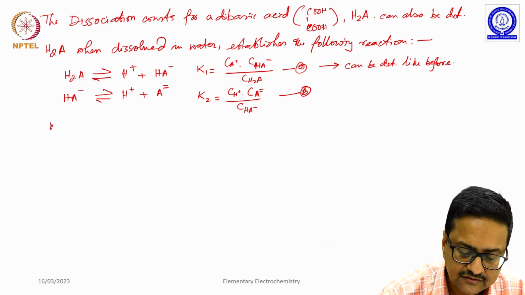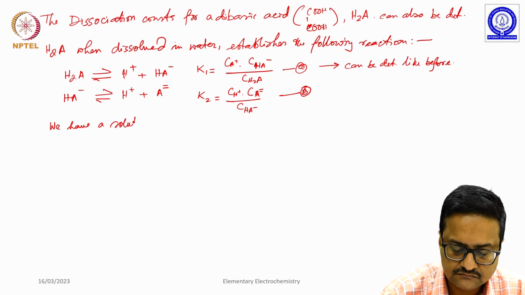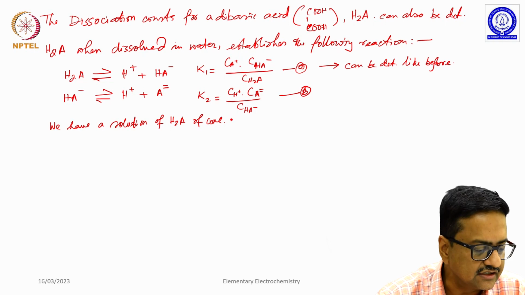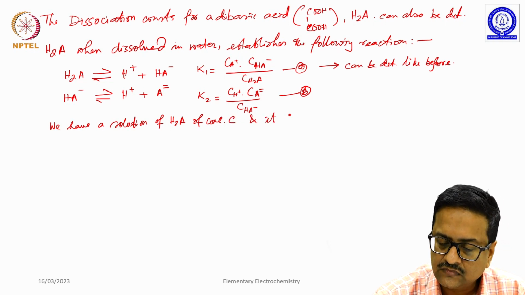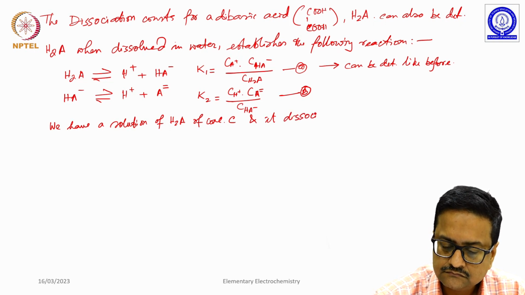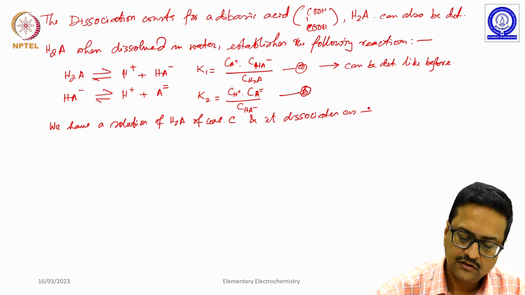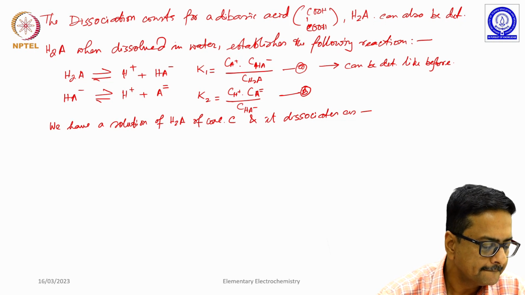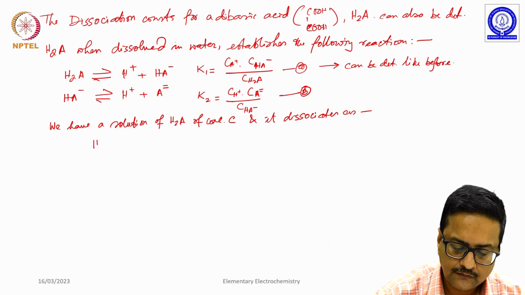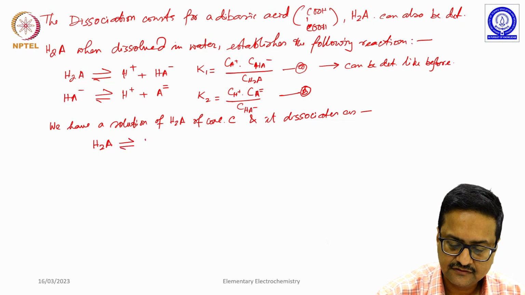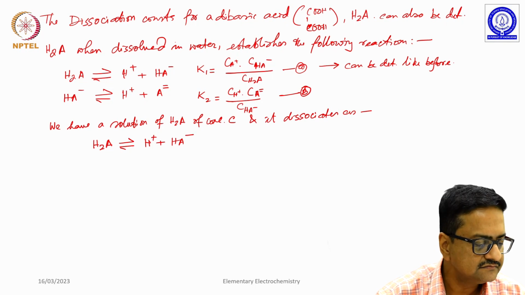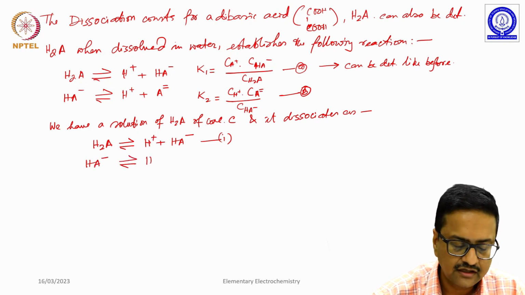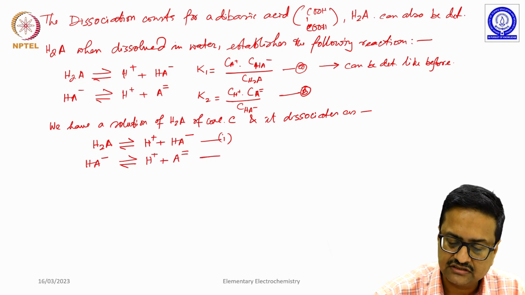So, we assume that we have a solution of H2A of concentration C, and it dissociates as follows. H2A dissociates as H plus plus HA minus, equation 1. HA minus further dissociates as H plus plus A double minus, equation 2.